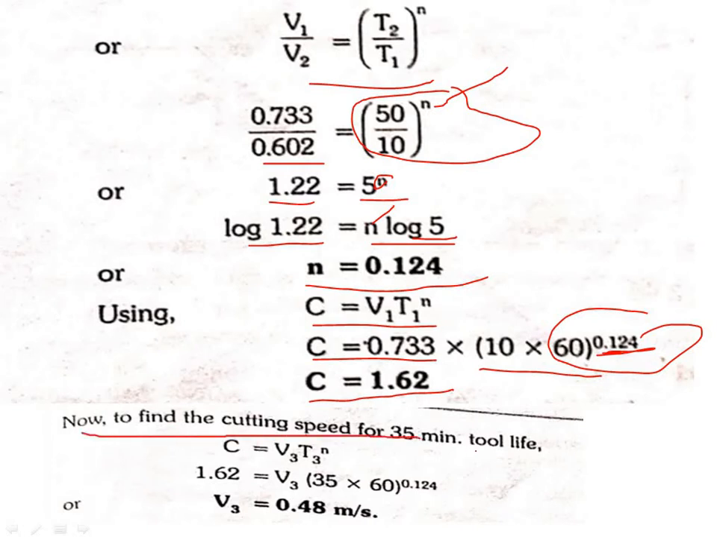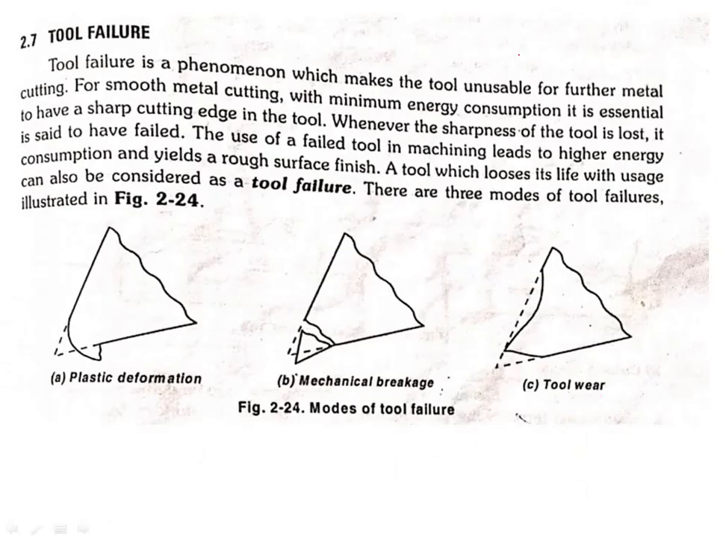Now to find the cutting speed for 35 minutes tool life, C is equal to V3 T3 raised to n. So C value anyhow we have found out here. Substitute that value, 1.62, that is equal to V3 into 35 into 60 raised to 0.124. So you will get V3 is equal to 0.48 meter per second.